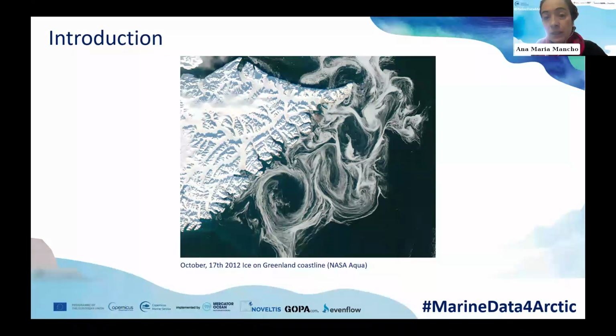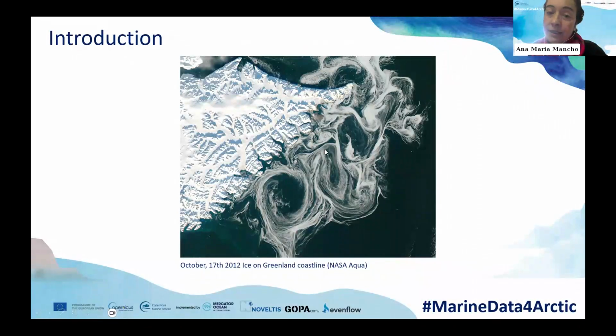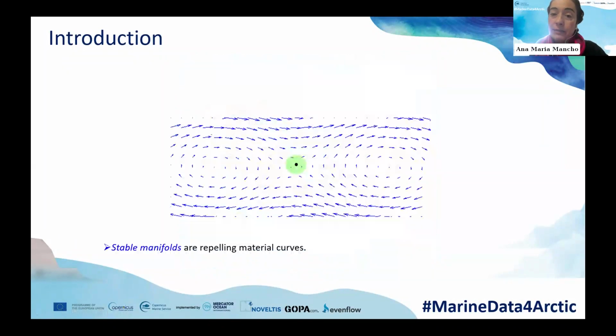So what we see here is the coast of Greenland, where the ice is melting and is going towards the sea, and all the little pieces of ice are getting aligned with these very strange curves that are exactly the attracting material curves I have explained before. So this is the idea, no?